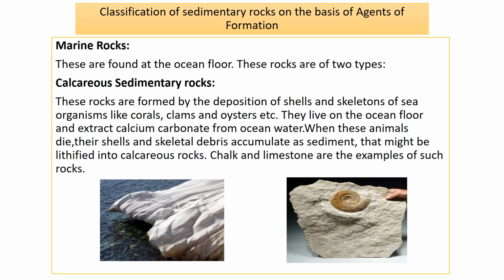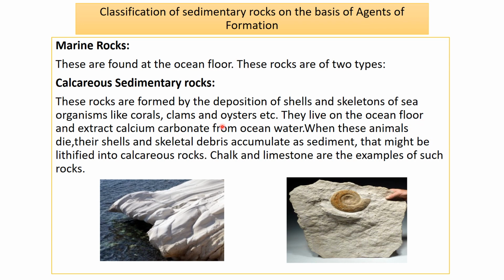Marine rocks. These are found at the ocean floor. These rocks are of two types. First are calcareous sedimentary rocks. These rocks are formed by the deposition of shells and skeletons of sea organisms like corals, clams, and oysters, etc.